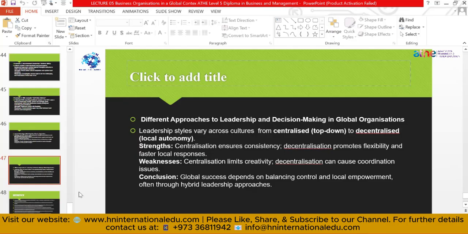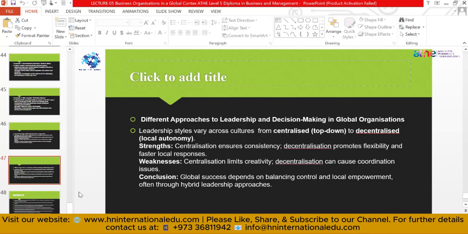The second assessment criteria, which we covered in today's lecture, was different approaches to leadership and decision-making in global organizations. Leadership styles vary across cultures, from centralized, that is top to down, meaning from the entrepreneur to the lower worker, to decentralized local autonomy. That is, people in the organization within the area can take the decision by their choice according to the scenario and situation. Good part: centralization ensures consistency. Decentralization promotes flexibility and faster local responses because you're able to take decisions according to brainstorming and creativity. You're not always following the rules.